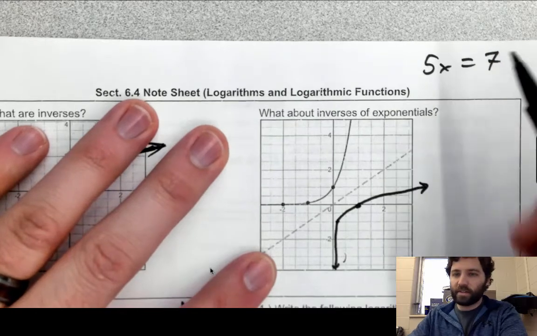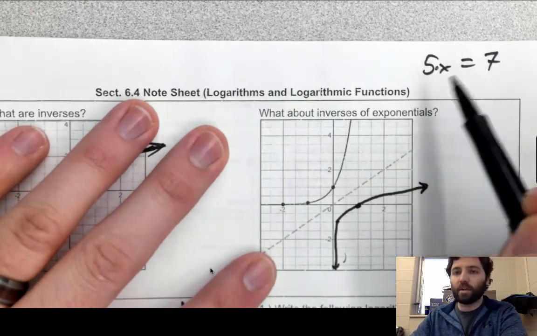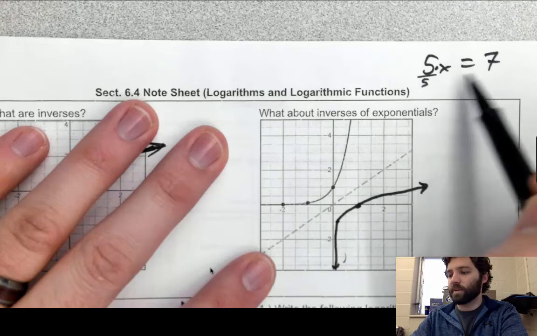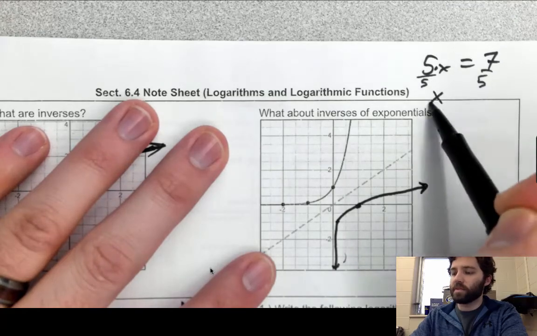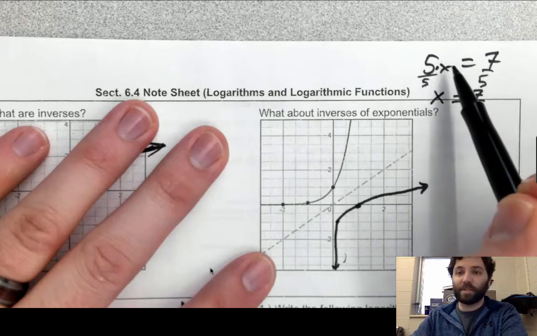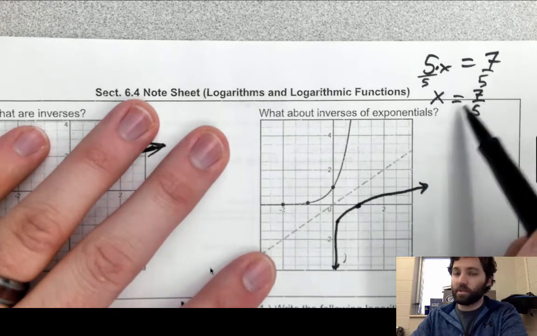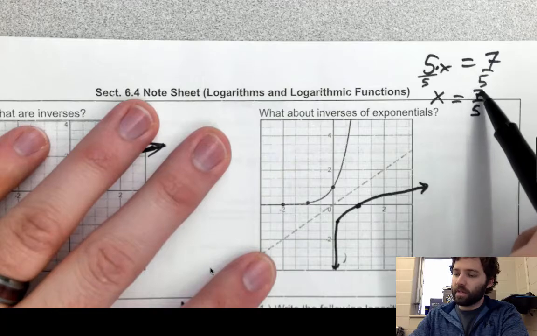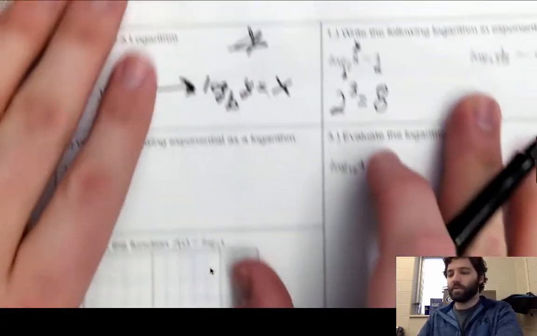5x equals 7, and I said, okay, what's the inverse of multiplication? And you said, well, it's division. So you divide both sides by 5, and what you end up with is x equals 7 divided by 5. Over here, it was 5 times the number, and over here, when you do the inverse, you get 7 divided by that number. Okay, so it's a very similar thing.